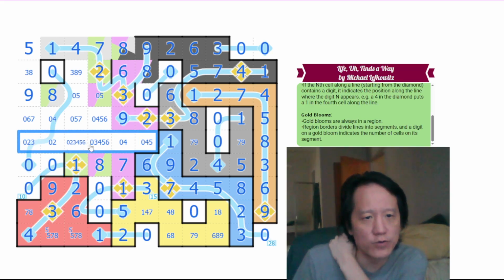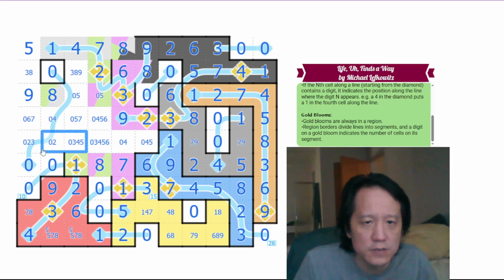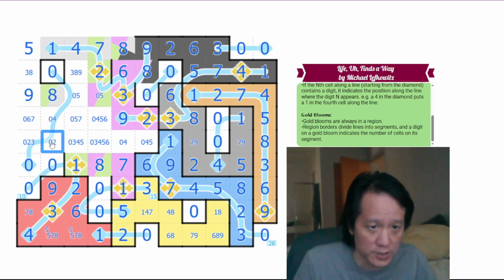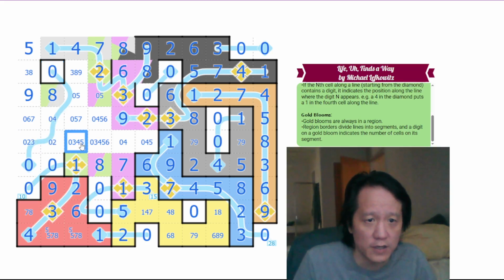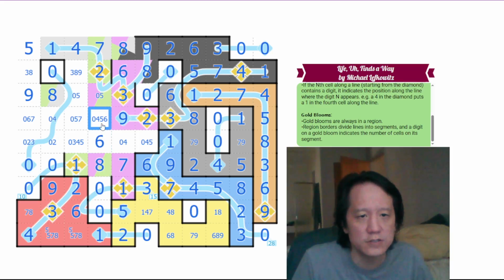Okay, what are remaining cells? This cannot be 2 or 6. We have to have a 6 somewhere in this row. This can't be 6 because it would have to be on the line. This cannot be 6 because it would have to be on the line. So this is the only 6 possible. So this is 6, which eliminates 6 here.